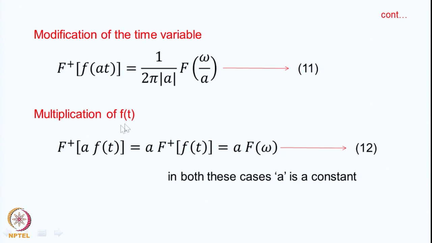Multiplication of f of t: if I were to multiply this f of t by a constant a, then it will amount to multiplication of the whole frequency domain spectrum by the same constant. So this is like when you are doing an experiment, you enhance the gain, the so called gain. If you multiply the entire function by a constant, then your entire frequency domain spectrum will be multiplied by the same constant a.